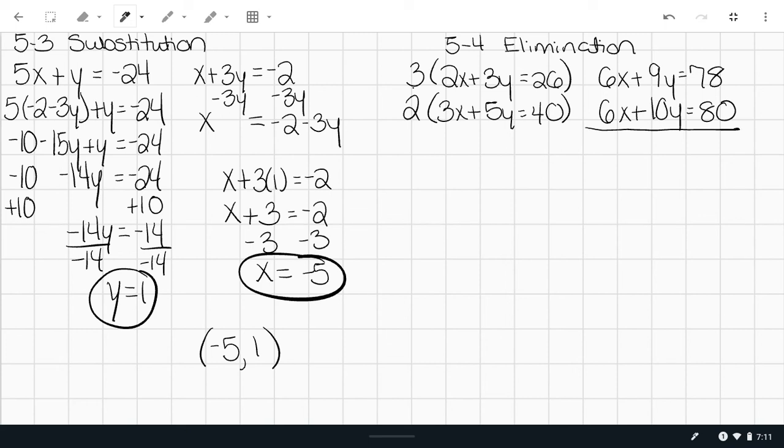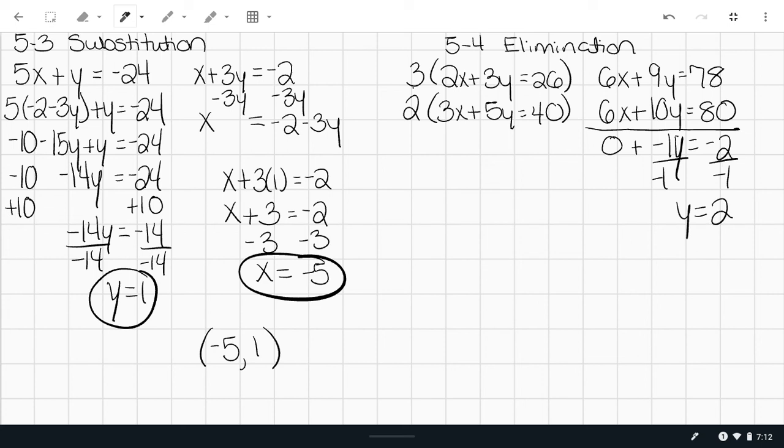When you subtract, you are subtracting each like term individually. So I am doing 6x minus 6x, which is that 0 that we want. I'm doing 9y minus 10y. Well, that's a negative 1y. And I'm doing 78 minus 80. That's negative 2. Now, I don't want to know what negative y is, so I have to divide or multiply by negative 1. And y ends up being 2.